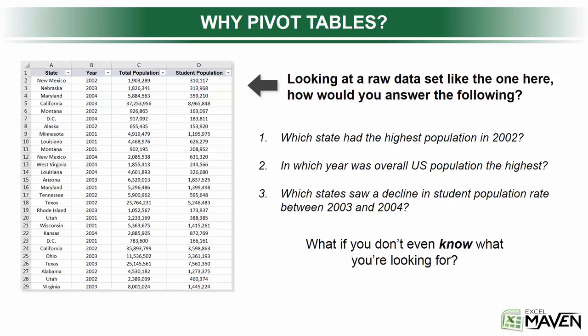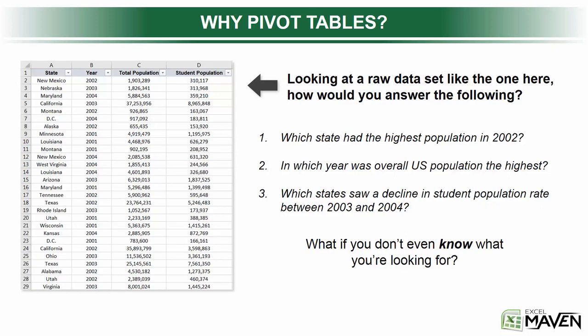Which states saw a decline in student population rate as a function of total population between 2003 and 2004? Now we're starting to get into the type of question that pivot tables are incredibly good at answering. Well, of course, you could answer this question without using a pivot. It would involve multiple, often tedious steps to get there, and that's exactly what pivot tables are designed to do very quickly and very efficiently.